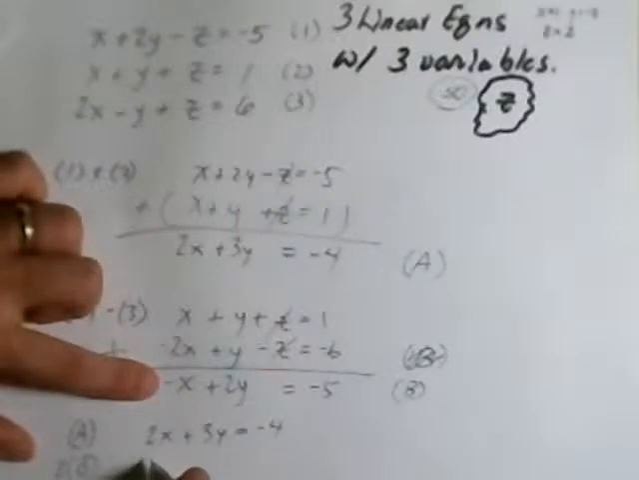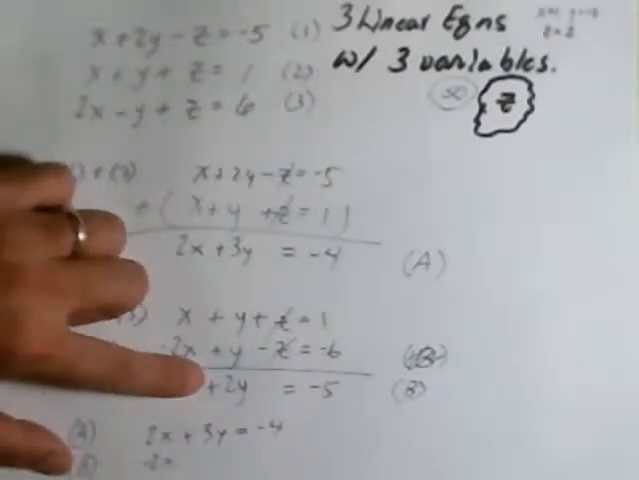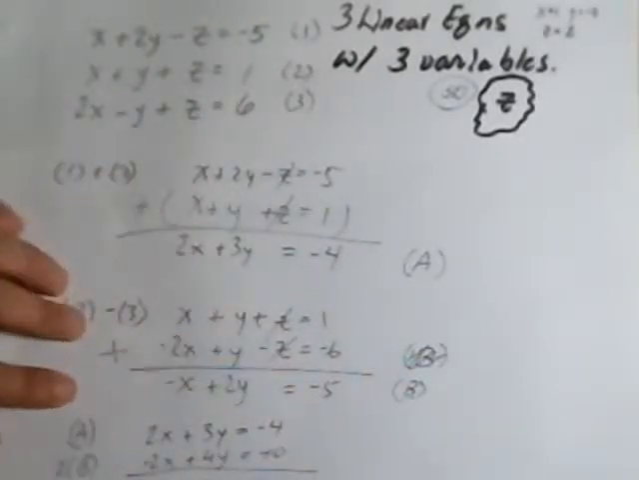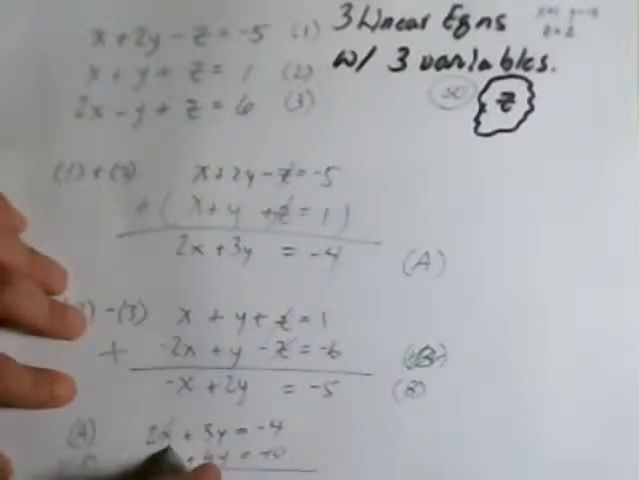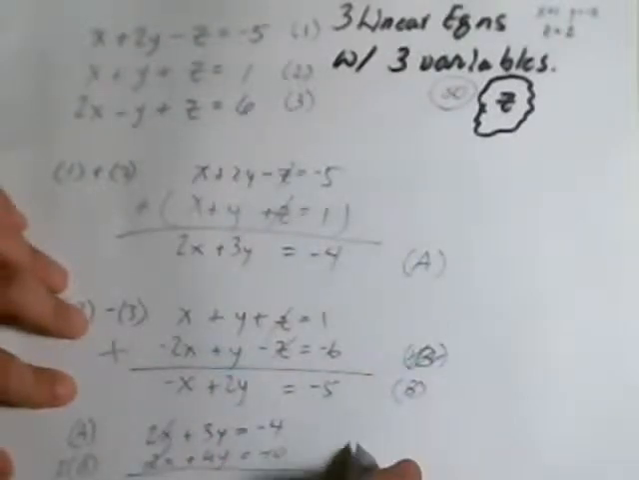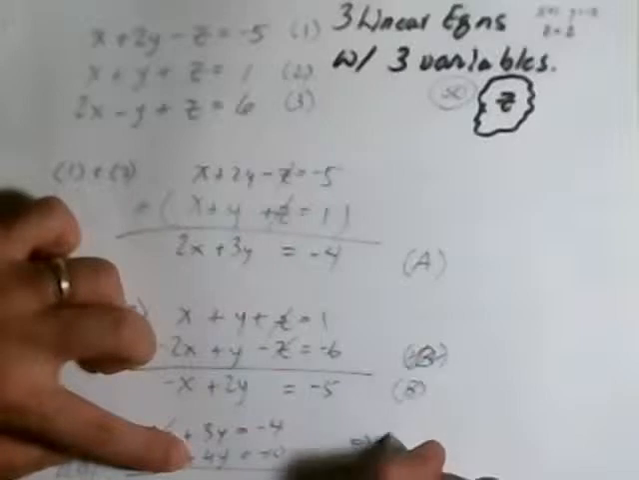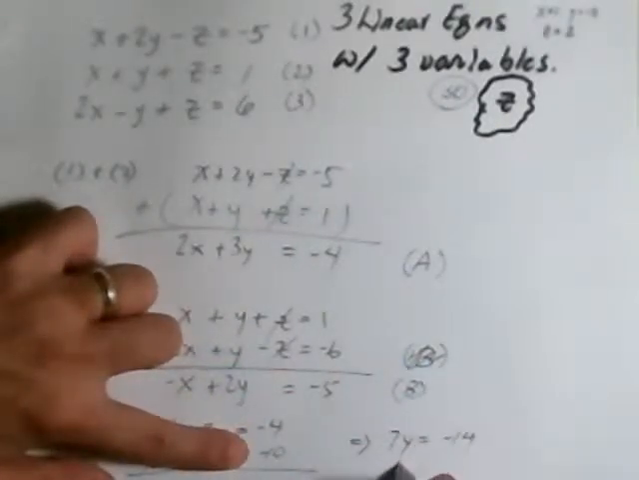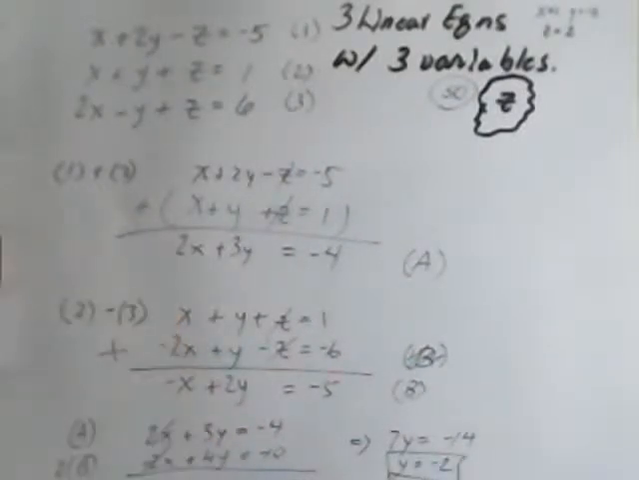So I'm going to multiply this by 2, you get negative 2x. Multiply this by 2, you get 4y. Multiply this by 2, you get negative 10, and we add them up. And the x's are going to cancel. I'm going to do it on the right side. 7y equals negative 14. So y equals negative 2. Dividing by 7 on both sides, you get negative 2.